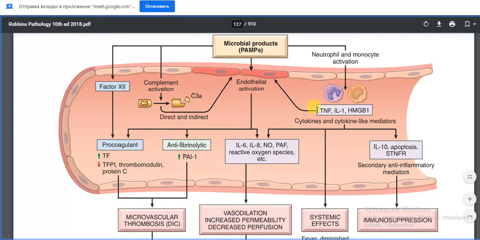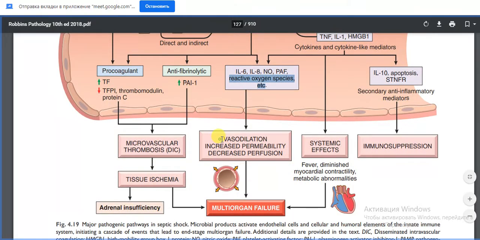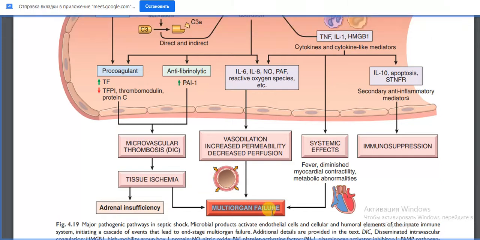And also, along with endothelial activation and macrophage and leukocyte activation, it causes the release of interleukin 6, interleukin 8, NO, PAF, and reactive oxygen species. All of them commonly cause vasodilation, increased permeability, and decreased perfusion. All of these events finally cause one thing: decreased blood flow in most organs, including life-threatening organs. Due to this, it's called multi-organ failure. That's why patients usually die in these conditions.